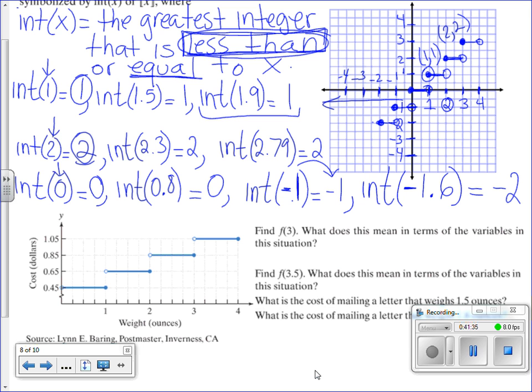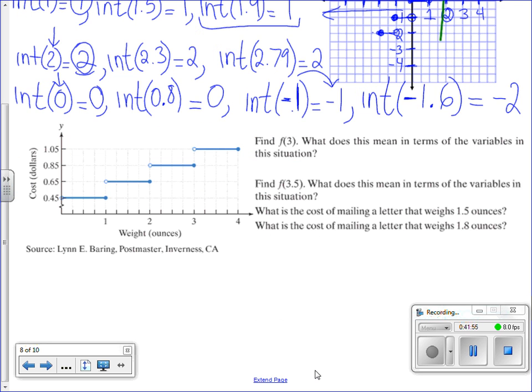And the reason I have open and closed circles is because if I was to do the vertical line test, would it pass? Yes. Because it's only touching this one. That one is not included. So that's why we have to have those open and closed circles. Okay? All right, let's go ahead to this problem.